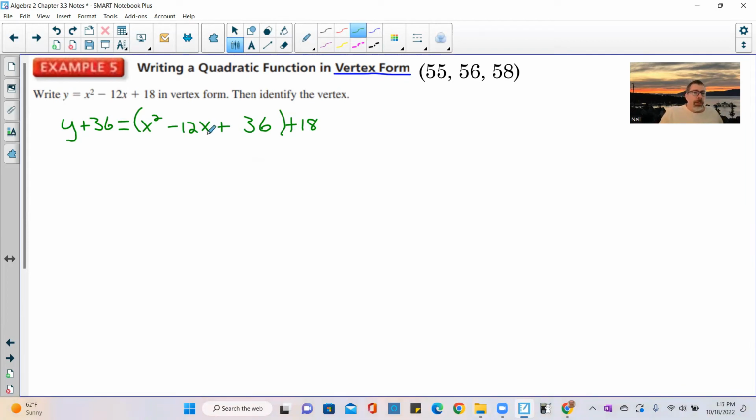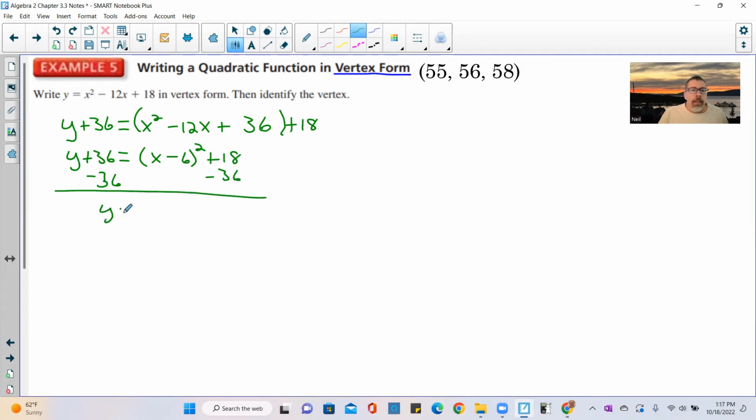So then we have y plus 36 equals all of this. This is now a perfect square, so I'd write y plus 36 equals x minus 6, quantity squared, plus 18. Get y by itself by subtracting 36 from both sides, and we get y equals x minus 6, quantity squared, minus 18. That tells us my vertex is at 6, -18. It's a parabola opening up. A is 1, and we are done. There's a quadratic function in vertex form.